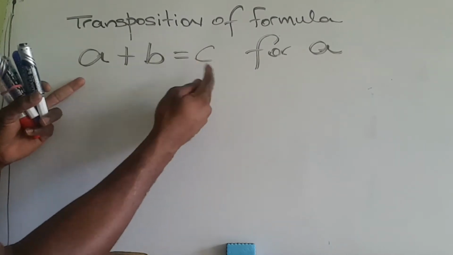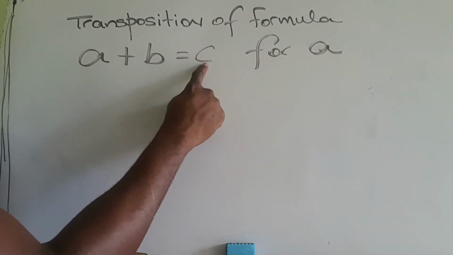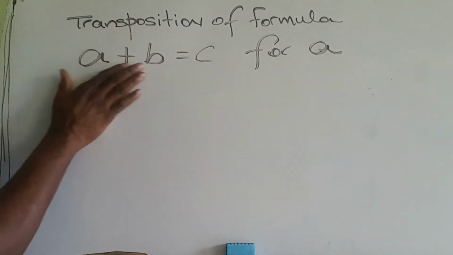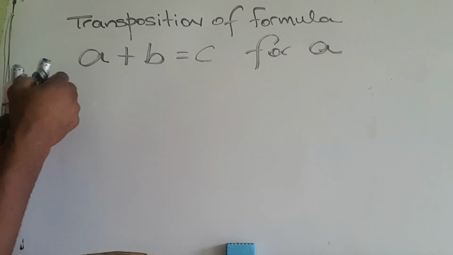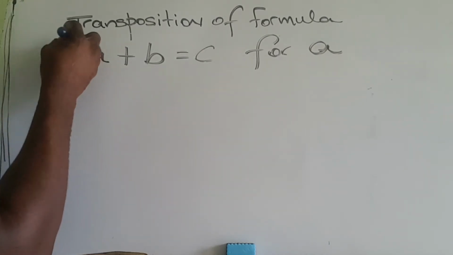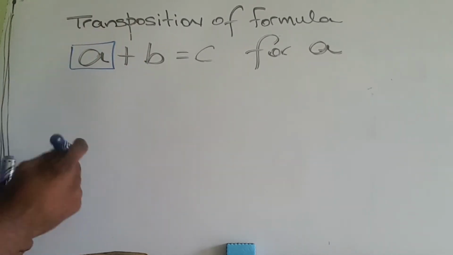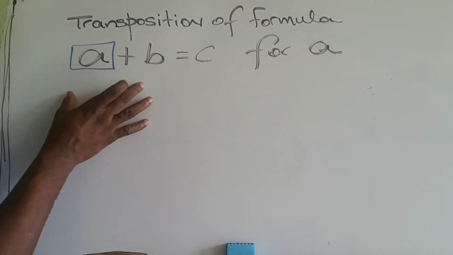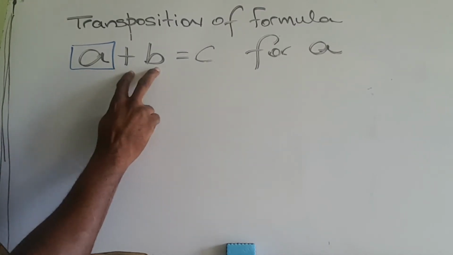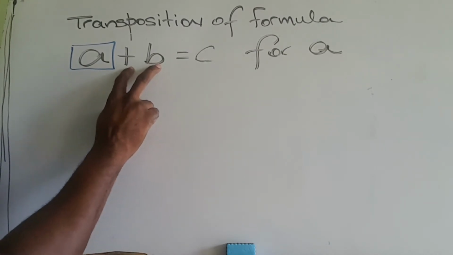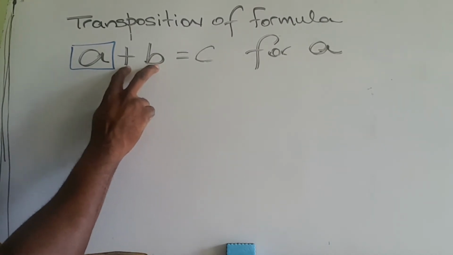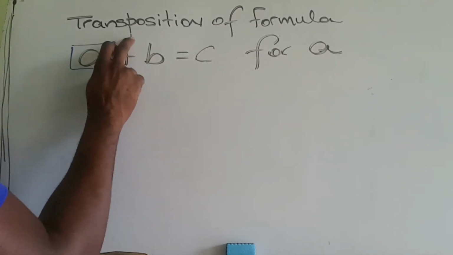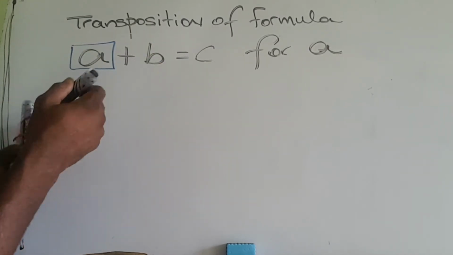Right now, the subject of this formula is C. Why? Because it is isolated by itself on the right hand side, and the other things are on the left side. If I want to make A the subject, then A must be alone, so I'll just leave A on this side. The first thing I observe is that A is on the left side, but there is something else going on. There is a plus B. So it is my intention to cancel or zero pair out this plus B. How do we get rid of this plus B?